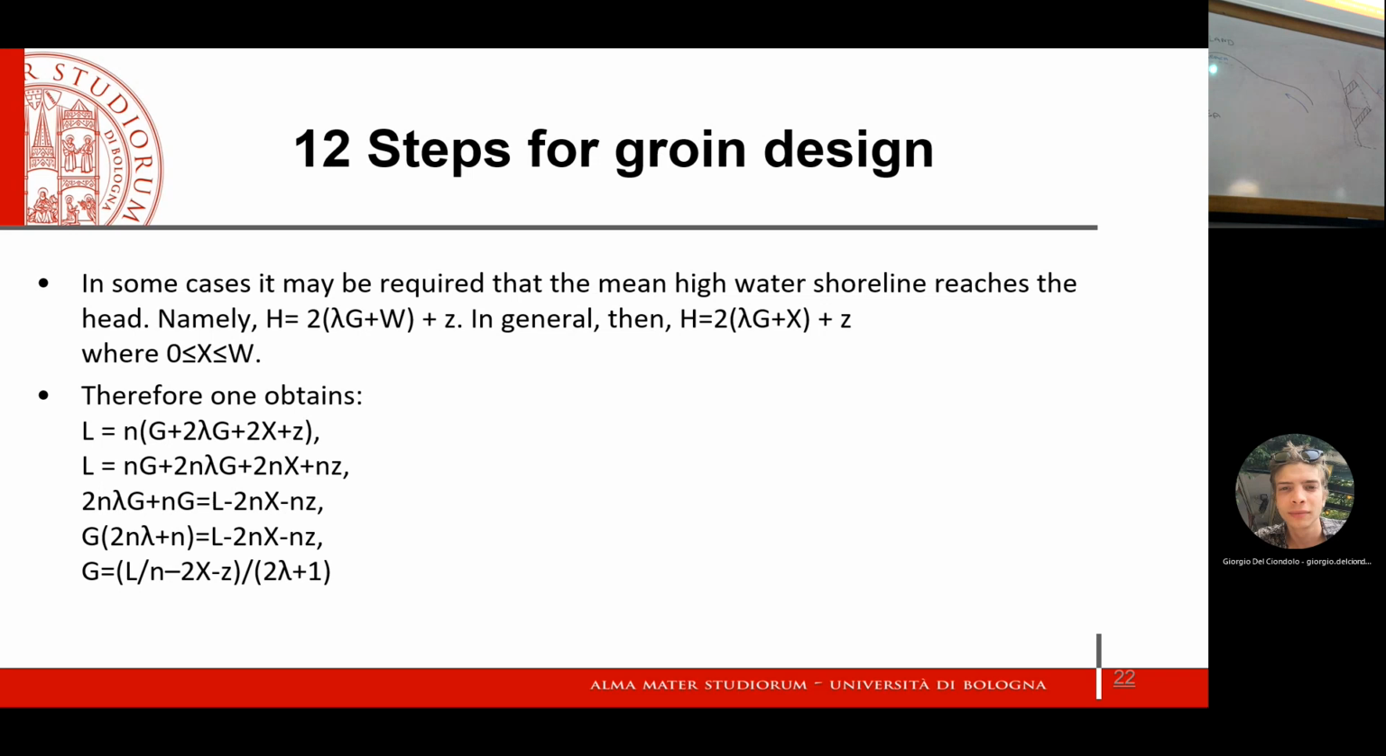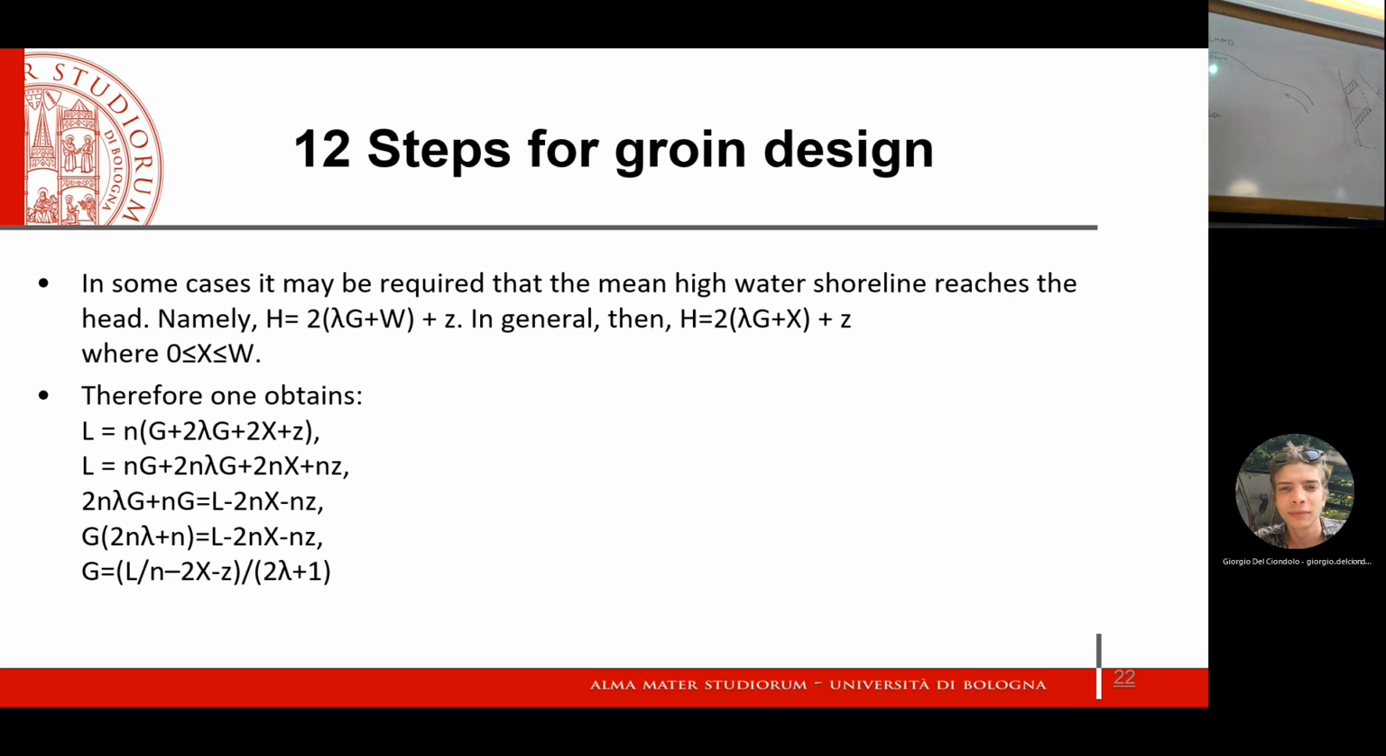And then by rearranging, by bringing on the left-hand side the elements which contain the term G and putting on the right-hand side the other addendums, we obtain that G is given by, look at the last line, L divided by N minus 2X minus Z. Everything is divided by 2 lambda plus 1. So here, basically, it's the condition.